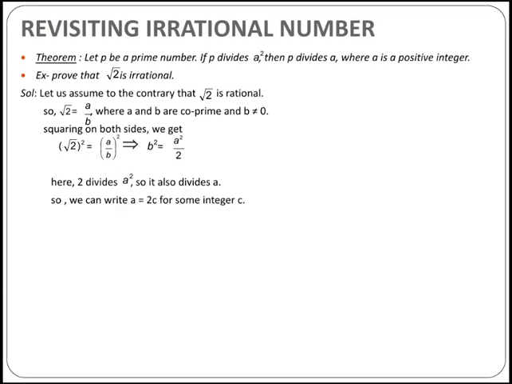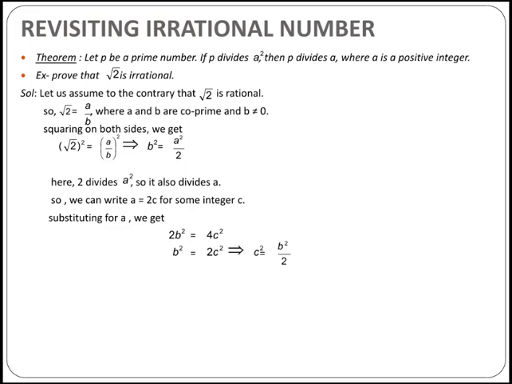Now, we can write a is equal to 2c for some integer c, because if 2 divides a, that means a will have a factor 2, and we can take a is equal to 2c for some other integer c. Now we will put a is equal to 2c in the above equation. b² is equal to a² divided by 2, and we'll get 2b² is equal to 4c². When we simplify, we'll get c² is equal to b² divided by 2.